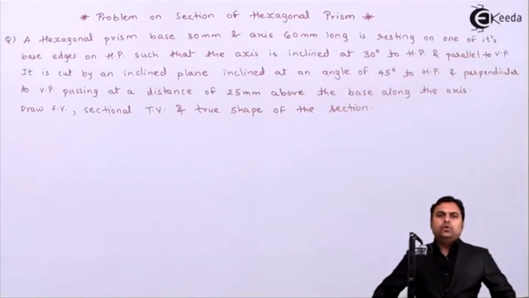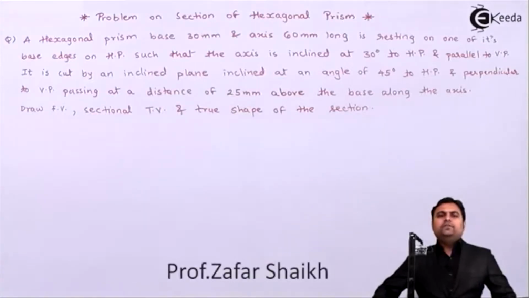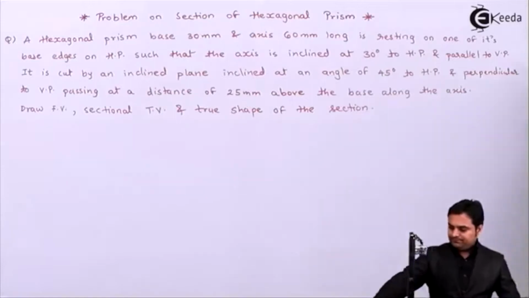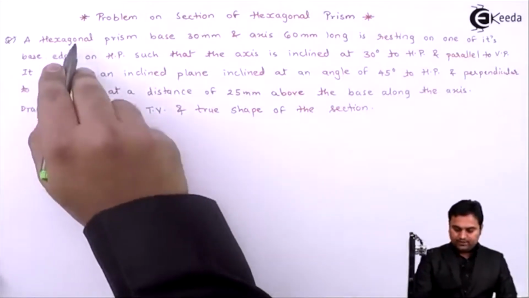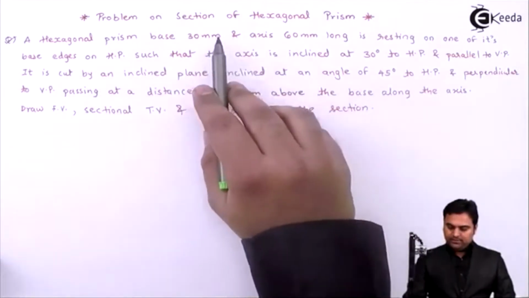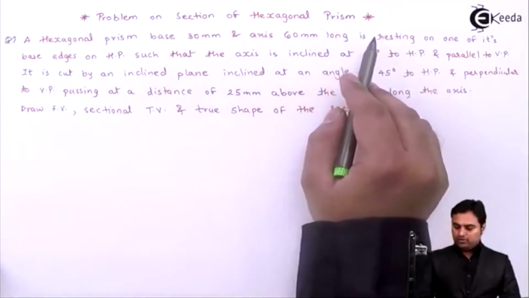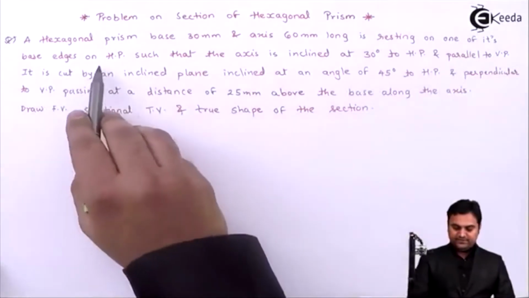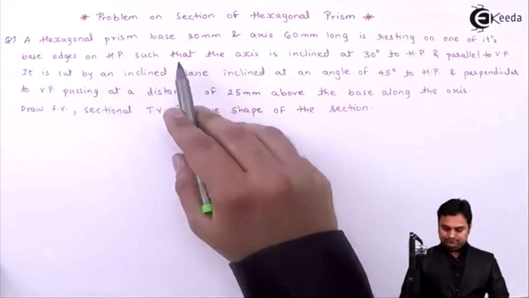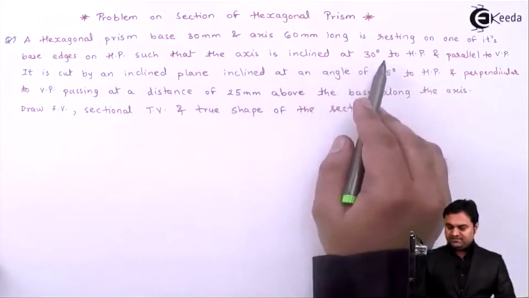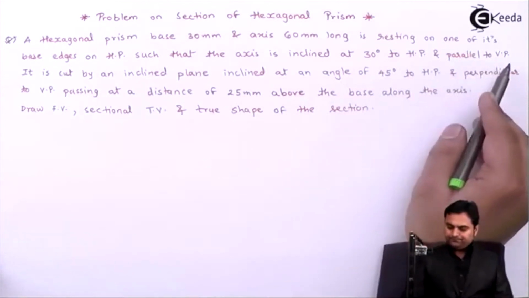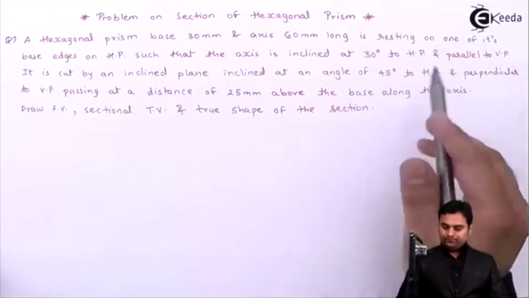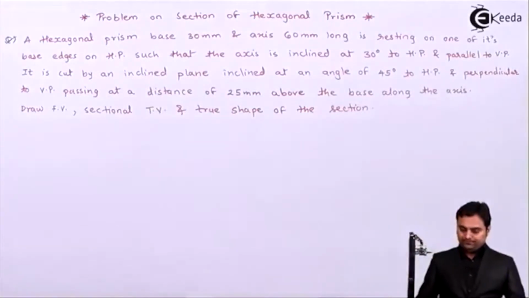Here in this video, we are going to see a problem on section of a hexagonal prism. Here is the question. A hexagonal prism, base 30 mm and axis 60 mm long, is resting on one of its base edges on HP, such that the axis is inclined at 30 degree to HP and parallel to VP. I'll explain this condition in the problem.